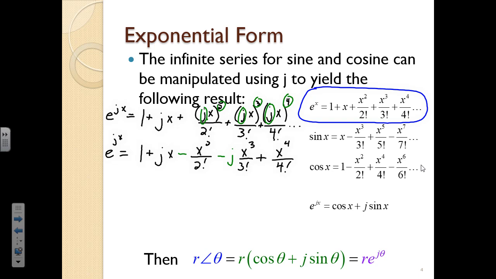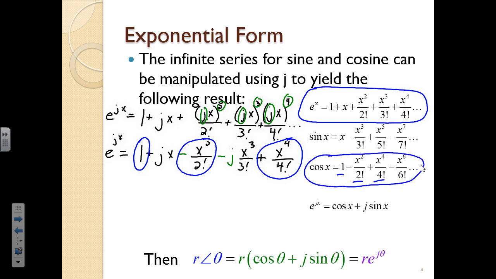But look at what happens if you do that. If we sort these out, we've got a 1, and then we're going to skip a term and move on to the negative x squared over 2 factorial, and then we'll skip a term, and then we have plus x to the fourth over 4 factorial. Every other term matches up with our cosine function. 1 minus x squared over 2 factorial plus x to the fourth over 4 factorial, and so on. So all those blue terms combine to give us cosine of x.